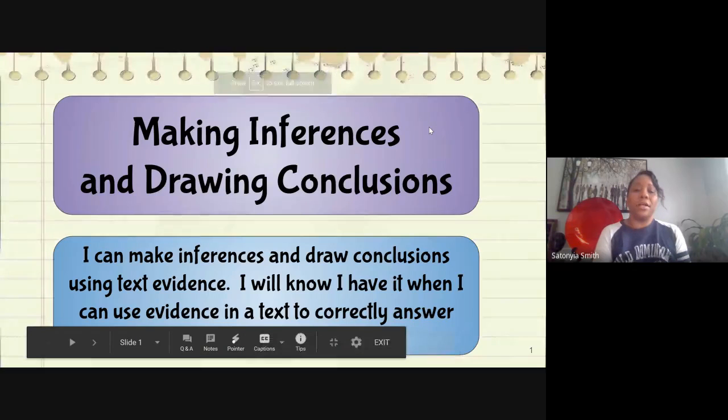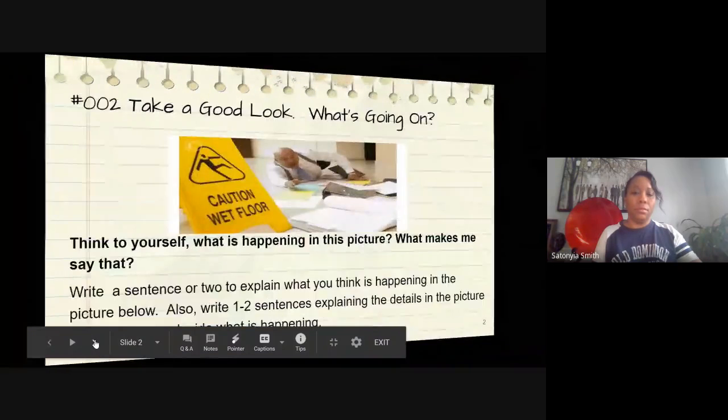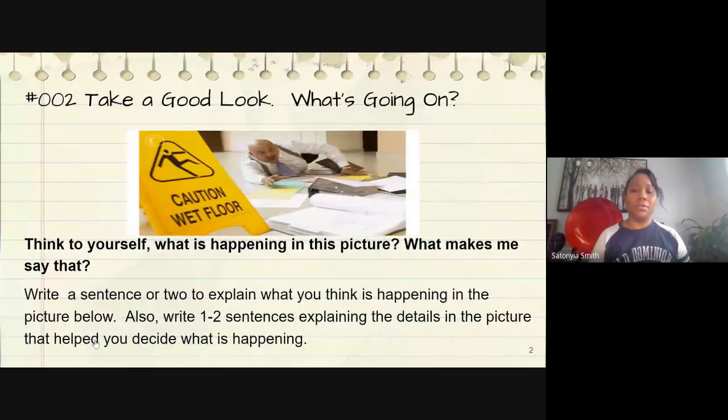Okay, so our learning target: I can make inferences and draw conclusions using text evidence. So go ahead and click on number 2 if you have not already. And that's our take a good look at what's going on. So I want you to look at that picture and think to yourself, what is happening in this picture and what makes me say that? I want you to write a sentence or 2 to explain what you think is happening in the picture. It says in the picture below. So for you guys, it's below. For me, it's up top.